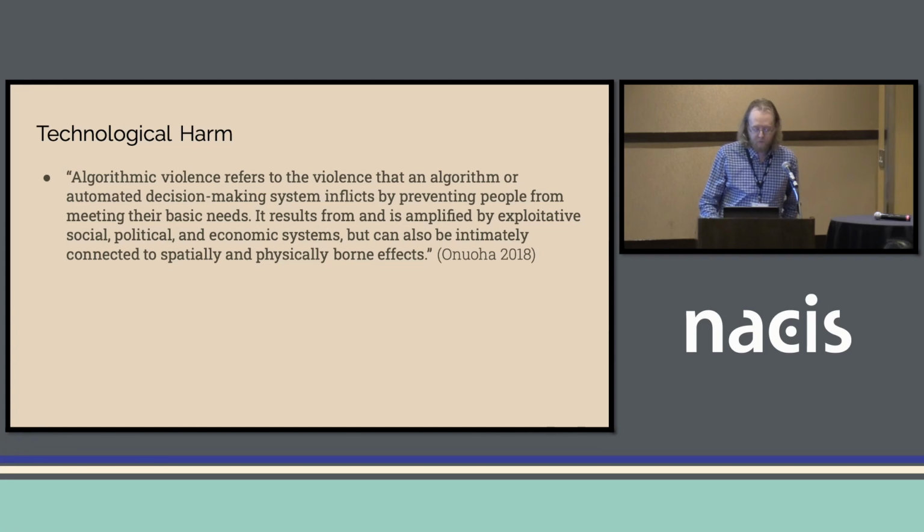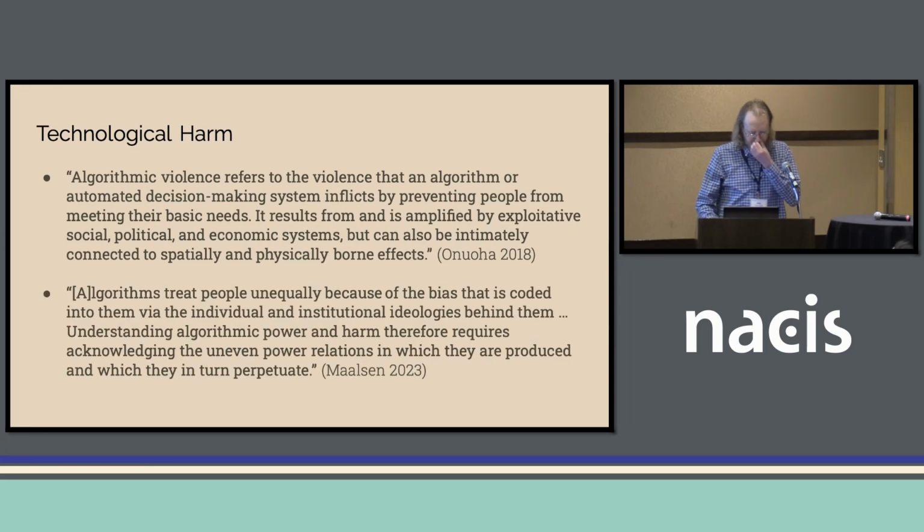Two quotes help us to situate what we mean here. The first is from Mimi Onuoha's definition of algorithmic violence, where algorithmic violence refers to the violence that an algorithm or automated decision-making system inflicts by preventing people from meeting their basic needs. And the second is from Safiya Noble. She extends and summarizes this view a bit when she says that algorithms treat people unequally because of the bias that is coded into them via the individual and institutional ideologies behind them, and so forth and so on.